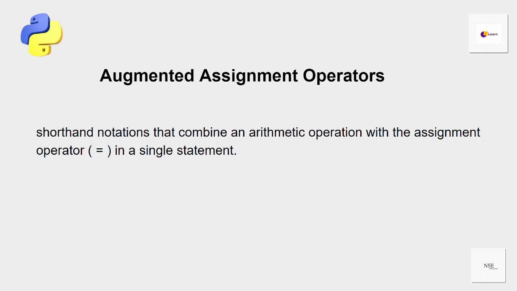Today we are going to talk about augmented assignment operators. Augmented assignment operators in Python are shorthand notations that combine an arithmetic operation with assignment in a single statement. They allow you to perform an operation on a variable and assign the result back to the variable in a more concise way. Let's head over to VS Code and see how it works.